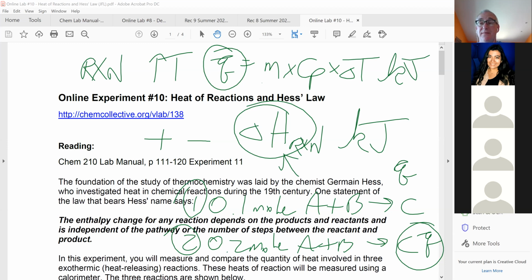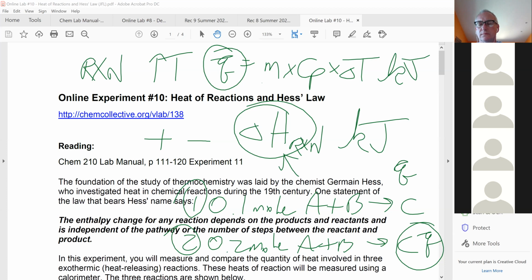Yes, we both did the same experiment. You just did the second experiment with twice as much stuff, and so there was twice as much heat involved. So your value of Q is twice as much as mine because I only used half as much stuff. But when we calculated our delta H for the reaction, it was identical. Why is that?